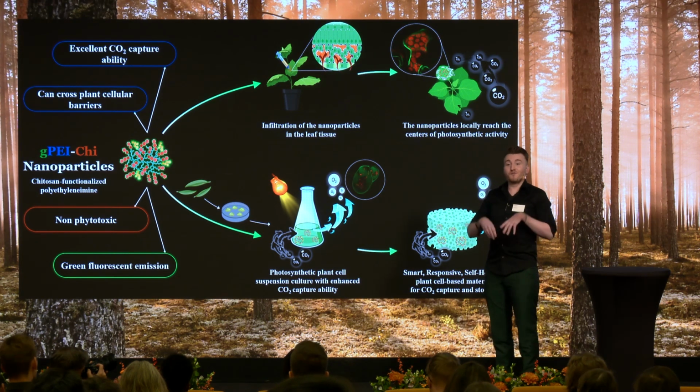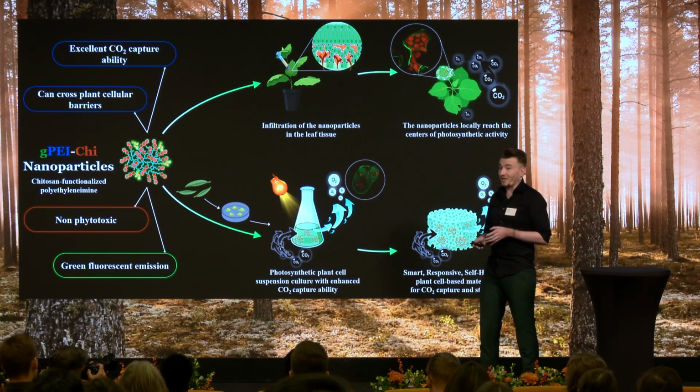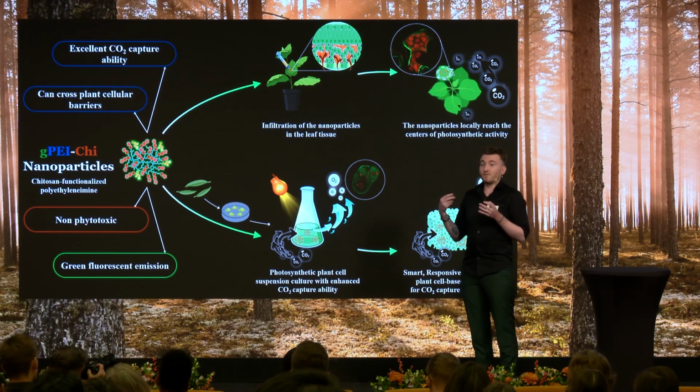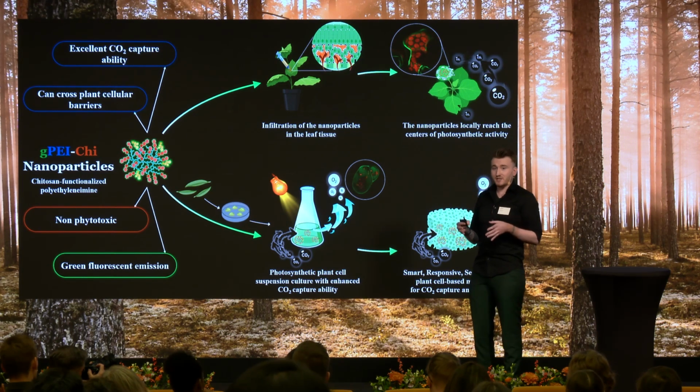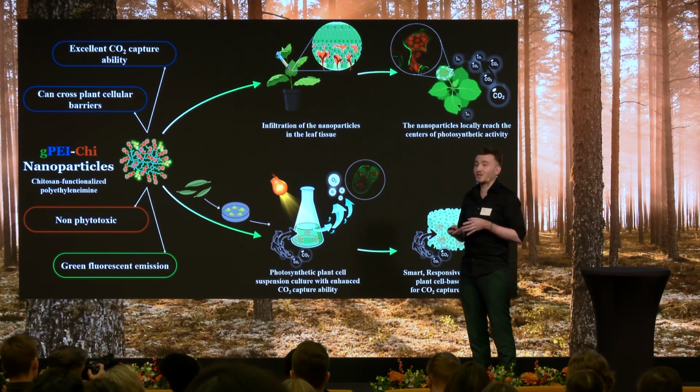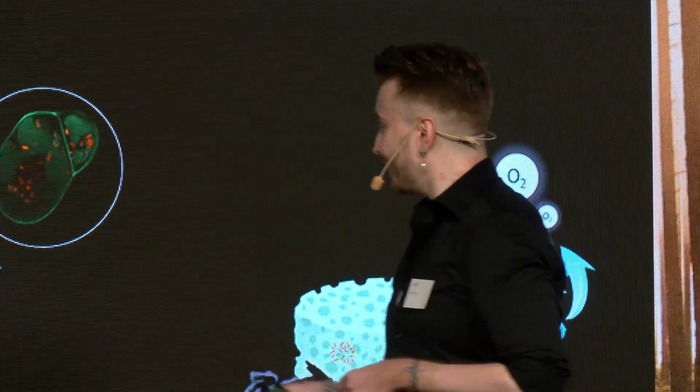However, working on full plant models can be quite tricky. And the current infiltration methods are not really adapted because they are really localized. So it's very difficult to quantify the actual effect of the nanoparticles on the photosynthetic efficiency of the plants. This is why now we reduced the scale of our models to plant cells in suspension cultures.